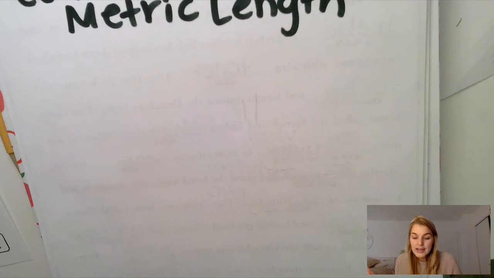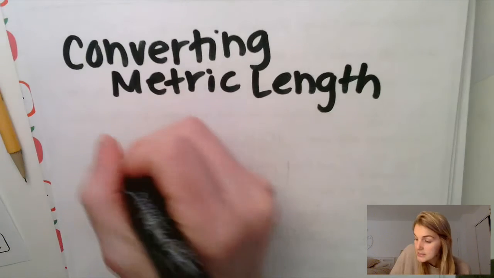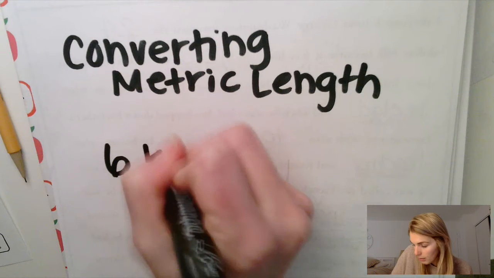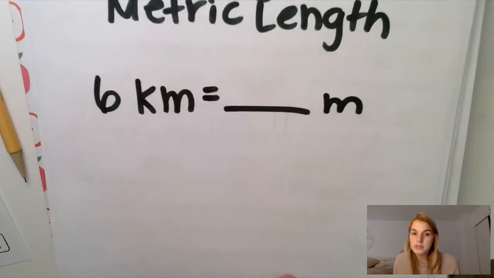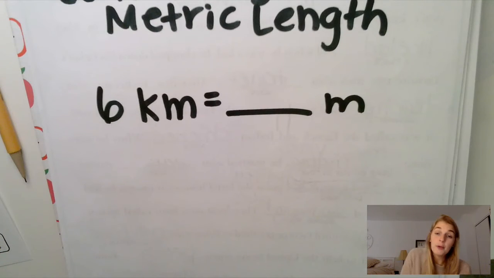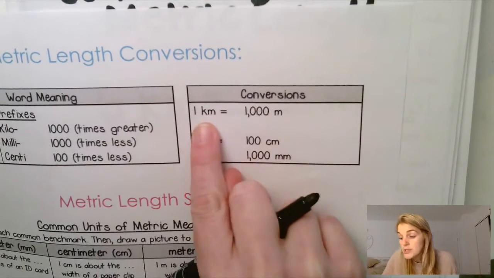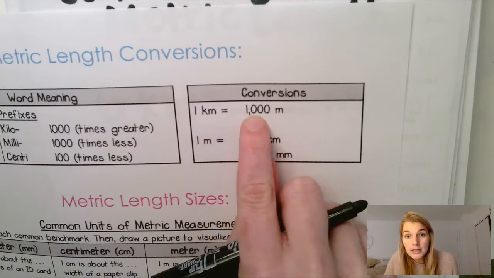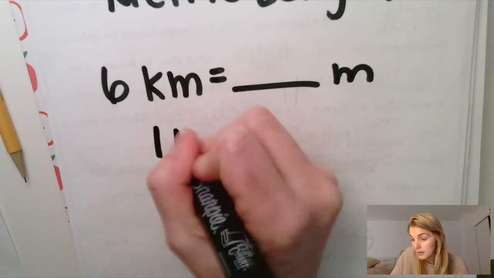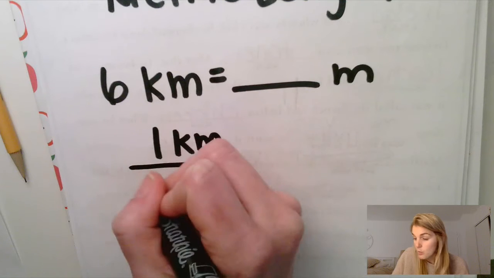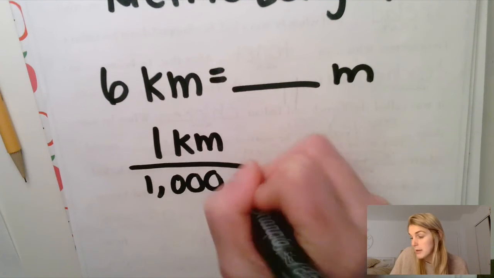So let's say you get the problem that says 6 kilometers is equal to blank meters. Okay, well, we use the same setup. We're going to go right over here. We're going to look at our conversion chart. And we see here that 1 kilometer is equal to 1,000 meters. So I'm going to write that. 1 kilometer is 1,000 meters.